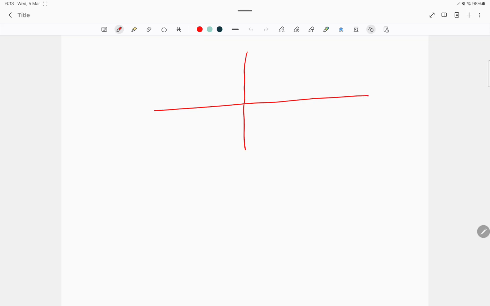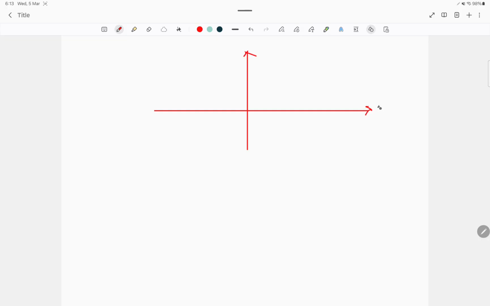axes on the Argand plane. Suppose this is the real axis and this is the imaginary axis. I will write this as real axis, and this is imaginary axis. I will write it this way, and this plane is called the Argand plane.